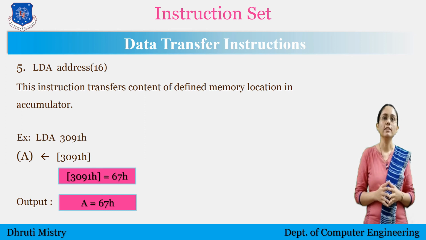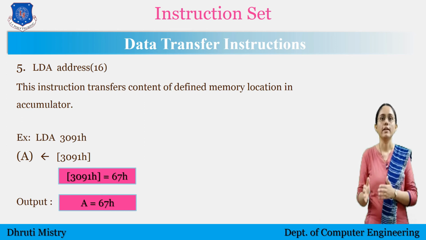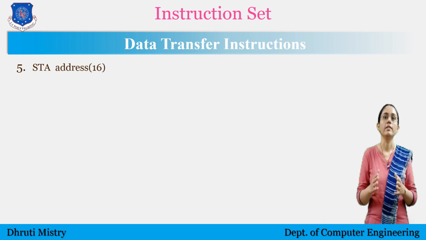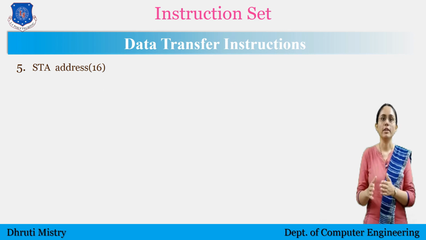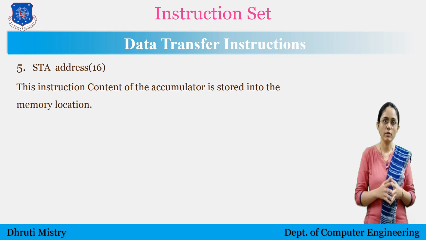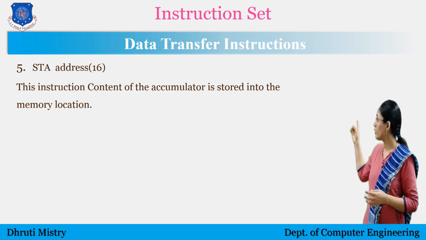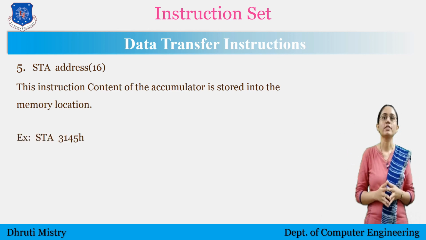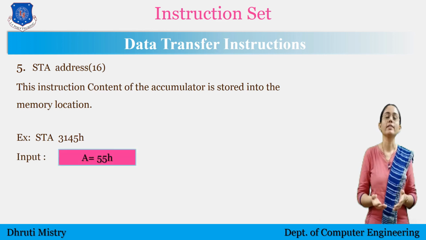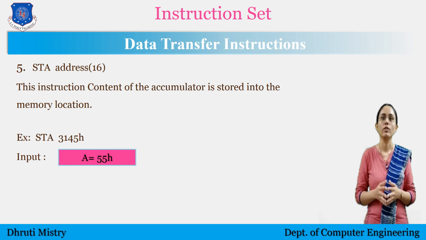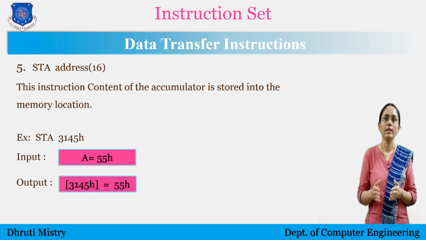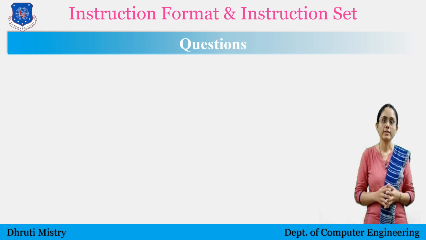And the last instruction, that is STA, 16-bit address. In this instruction, the content of the accumulator is stored into a memory location. For example, if I write STA 3145 hex and the accumulator equals 55 hex, then after execution location 3145 hex has data 55 hex. That's all for today's session. We will learn other types of instructions in our next video.